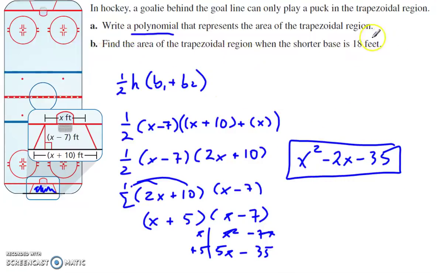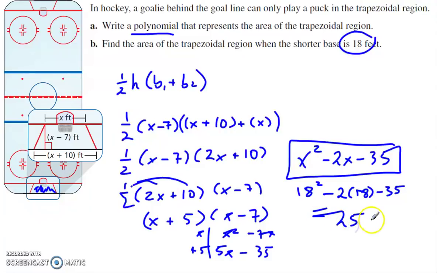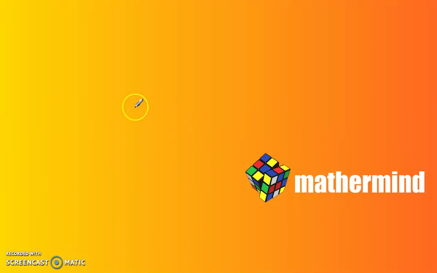They said find the area if the shorter base is 18, the shorter base is x, that means x equals 18. So 18 squared minus 2 times 18 minus 35, and that is 253 feet squared. There you go. There you have it.